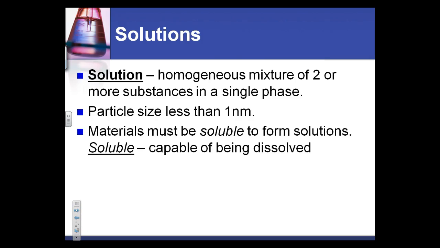Materials must be soluble to form solutions. So here's another term that we need to know, and a lot of times they do sound a lot alike: solution, soluble. Soluble just means capable of being dissolved. So we know that sugar will dissolve in water. So sugar is soluble in water. But there are other substances that are not soluble in water. Calcium carbonate is not soluble in water. Oil is not soluble in water. So we'll talk about the reasons chemically why that is the case, but we need to know the term soluble.